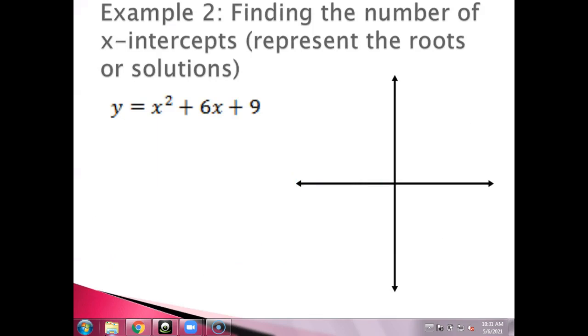Your homework is the next page in your packet. You're finding the discriminant. So you're going to describe the number and types of roots. You're doing the front and the back. You have about the next 15 minutes in class to work on that.